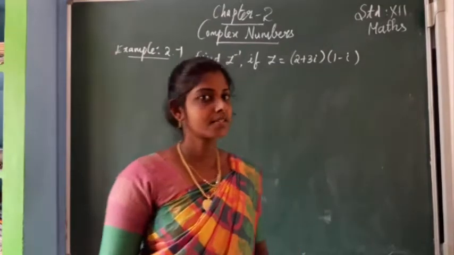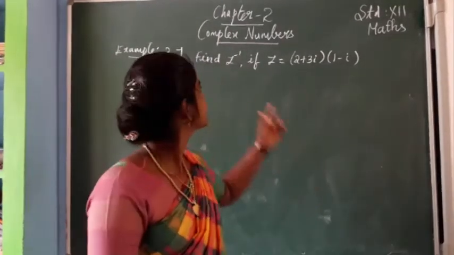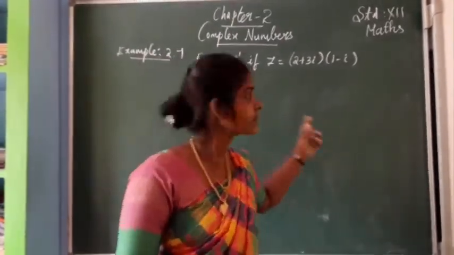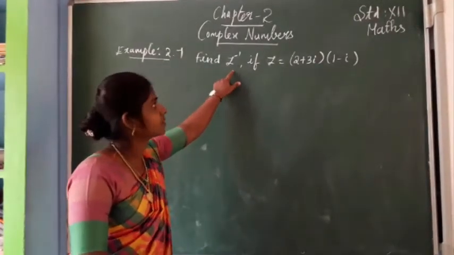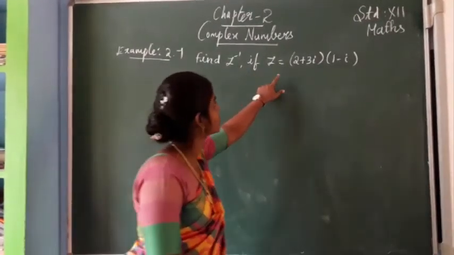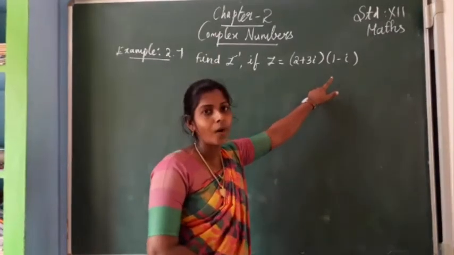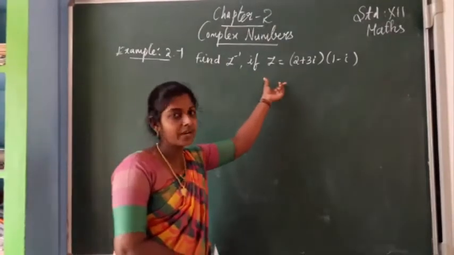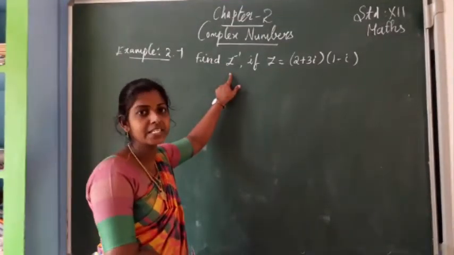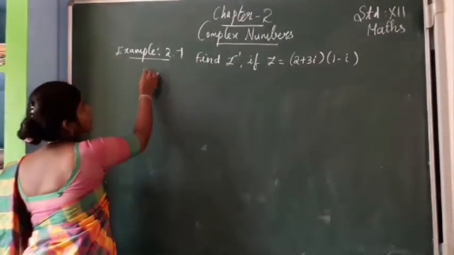Good morning students. 12th Maths Chapter 2, Complex Numbers. Example 2.7. Find Z inverse if Z equals (2 plus 3i) into (1 minus i). So in the question Z is given, and we have to find Z inverse. Solution.